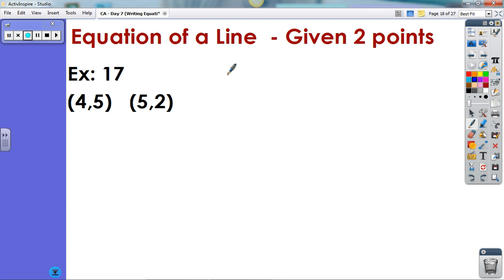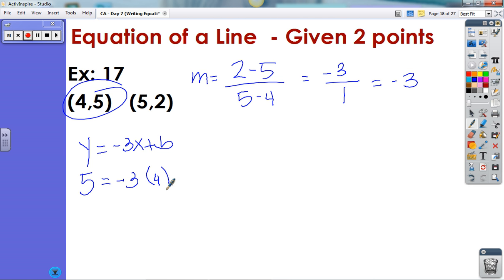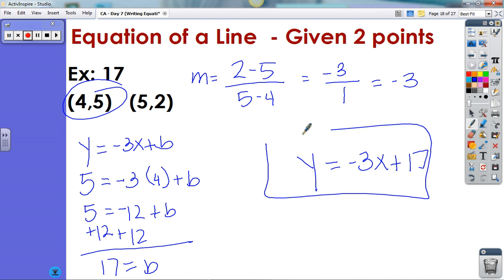Alright, last example, given 2 points. Finding my slope, remember y2 minus y1 over x2 minus x1. So my slope is -3. And again, it doesn't matter which point you pick, plugging in 5 for y and 4 for x. Adding 12 to both sides, I get 17 for a y-intercept. And I end up with this as my final equation.